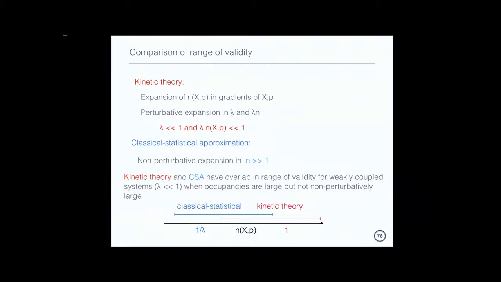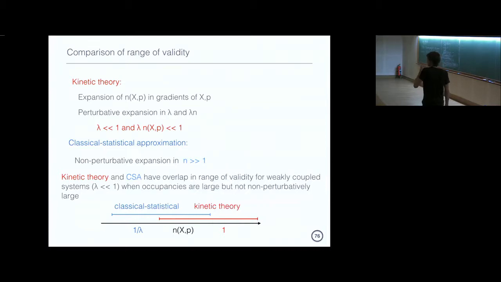So kinetic theory is, in that sense, a combined expansion in the small coupling, but also small coupling times occupancy. Now, if we compare this with the classical statistical approximation, that's non-perturbative in the coupling, but it's essentially an expansion in the inverse occupancy to leading order. So that requires that our occupancy is much larger than 1. And so you can now compare the range of validity of these two approaches.